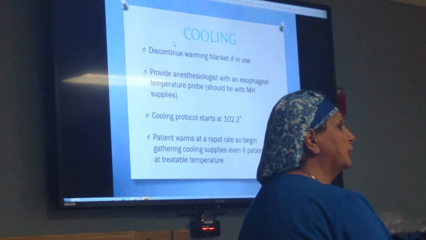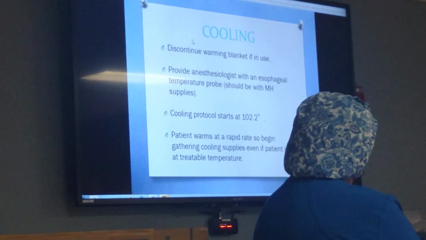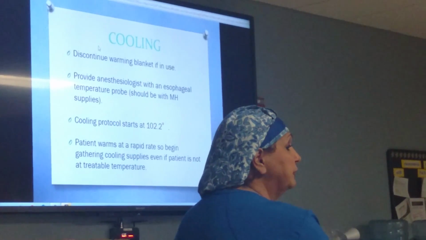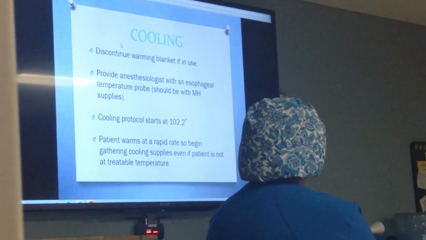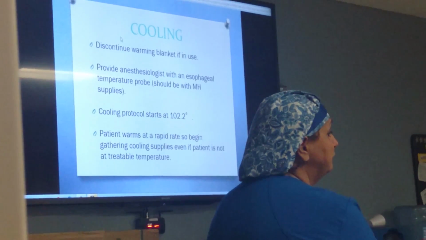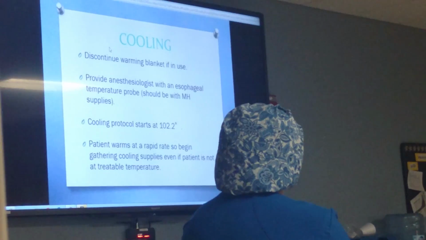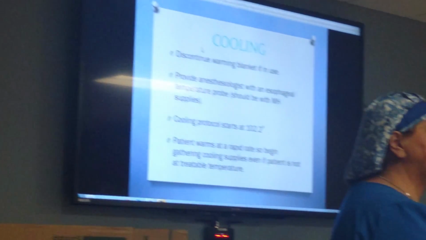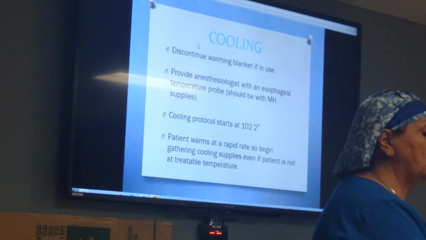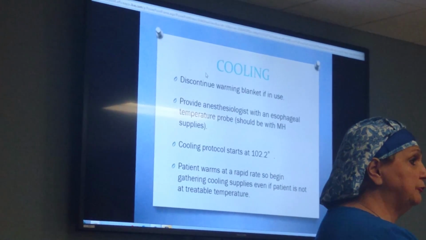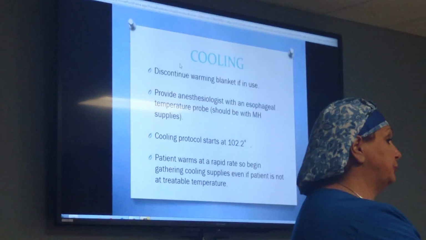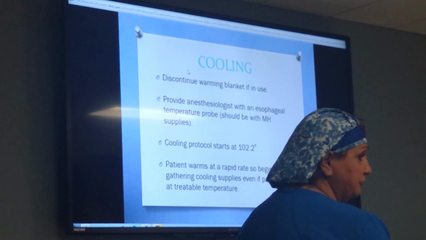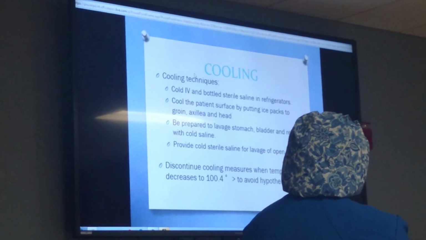And cooling will start when the temperature gets up to 102.2. They usually warm at a very rapid rate, so you want to go ahead and, like I said earlier, gather up all that stuff just in case, and have it ready to go when you're ready to go. We do keep gel pads in the refrigerator as well. We can pack the axillae and groin and stuff like that to get us started if we need to. So you want to have cold IV fluids, saline. We've talked all about all of this, so I don't want to rehash it since we have time limitations.